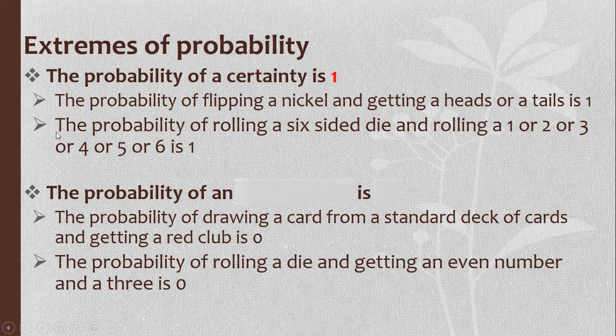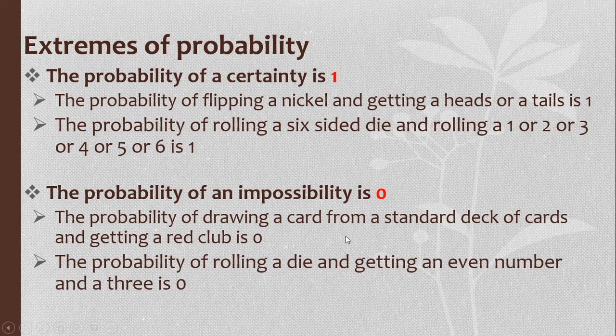So it's 1. The probability of rolling a 6-sided die and rolling either a 1, 2, 3, 4, 5, or 6 is definitely 1. You're going to get one of those possible outcomes. The probability of an impossibility is 0, meaning it absolutely cannot happen.